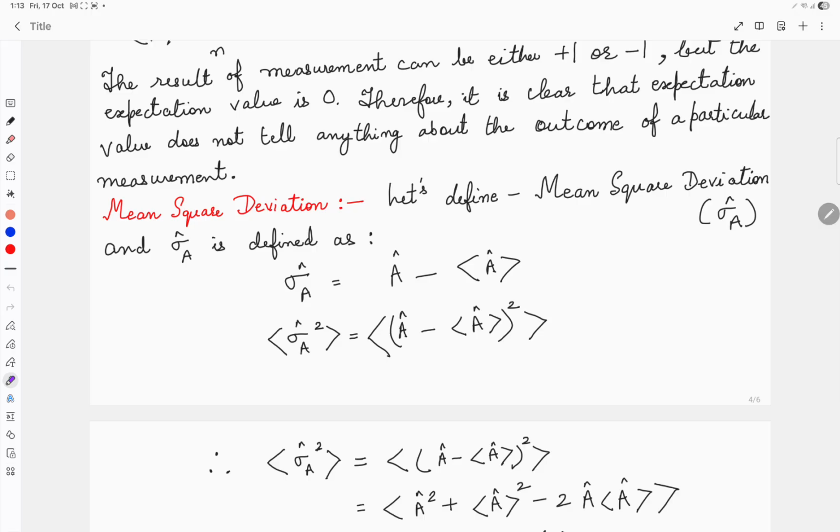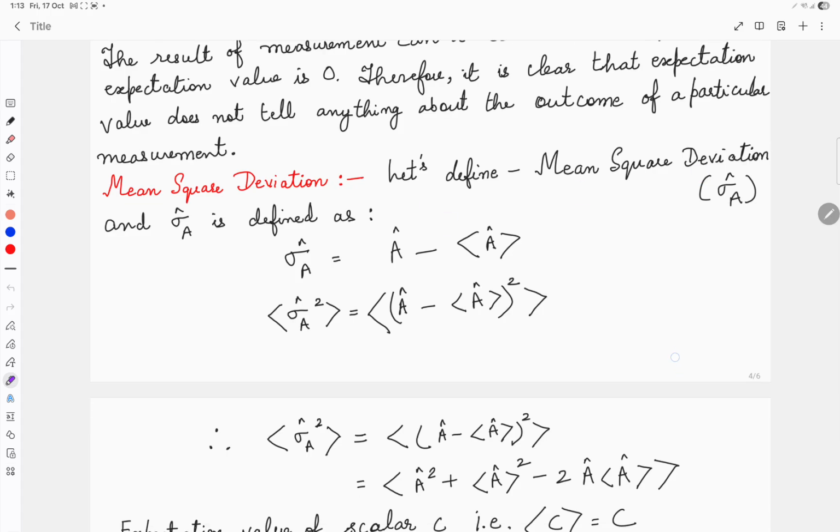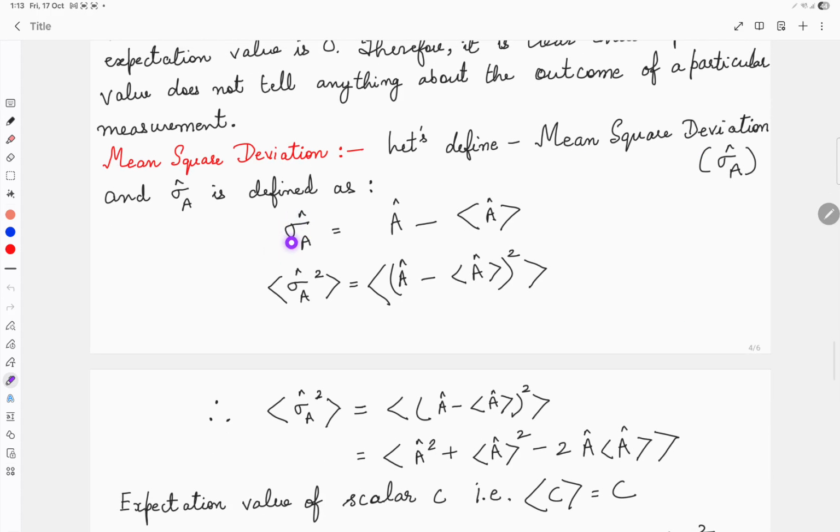expectations of the quantum computing designer. So he needs another term, which is the mean square deviation, to describe the probability distributions. So let us define this term. This term is sigma subscript a, and this term is known as mean square deviation. It is given by the observable a minus the expectation value of the observable a.